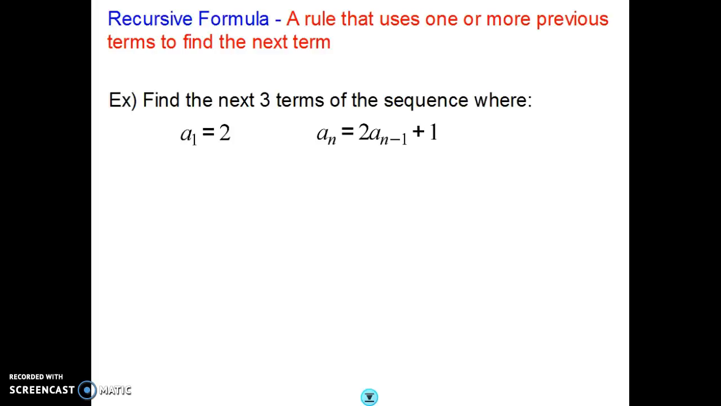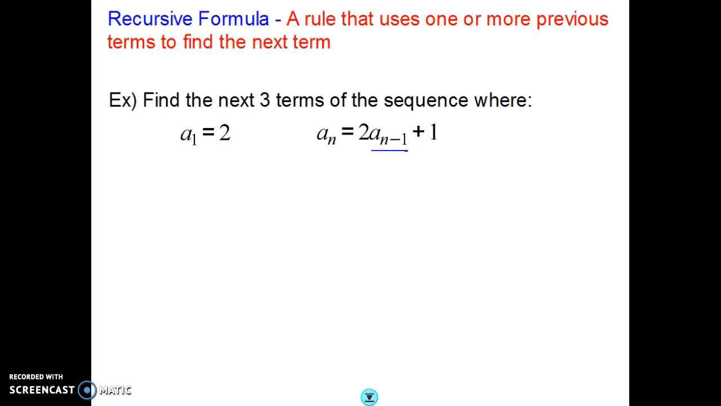Now in this first video, we're going to look specifically at recursive formulas, which are just rules that in order to find the next term, we have to know one or more of the previous terms. So what does an example of that look like? Find the next three terms of the sequence where a sub 1 equals 2, so in other words, the first term is 2, and a sub n equals 2 times a sub n minus 1 plus 1. So the thing that makes this recursive is the fact that we have a sub n minus 1 here, which means that in order to find the nth term, we have to know the term right before it.